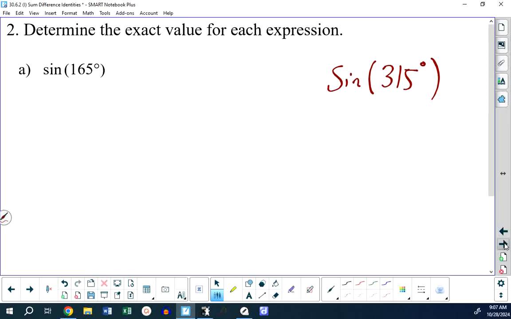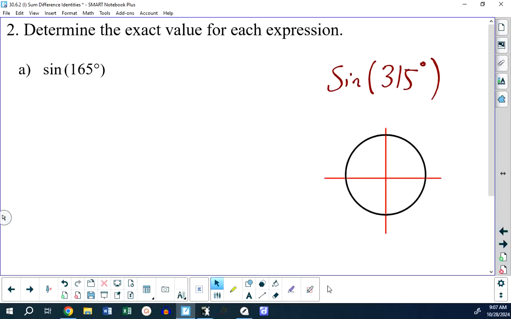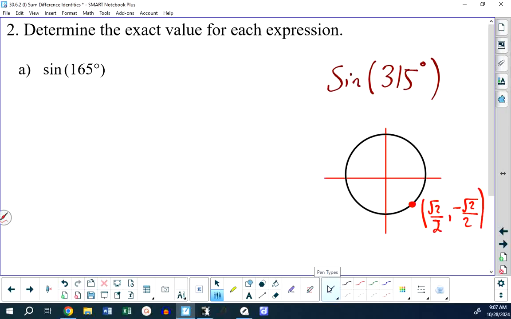I think 315 is 45 degrees shy of 360. So what that means is, and this is not the question, okay? I'm just pointing out how we solve this type of problem. What that means is that you would be looking on the unit circle at this point, which has coordinates of root 2 over 2, comma, negative root 2 over 2. And since it's sine, just make sure you understand this. I'm sure you do.